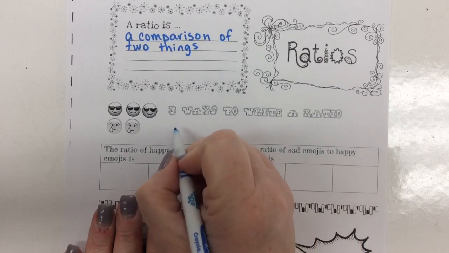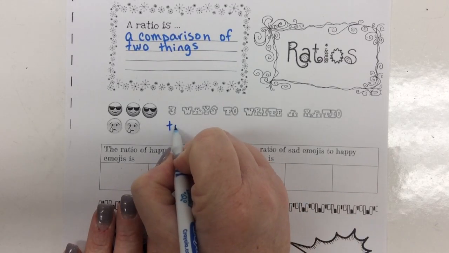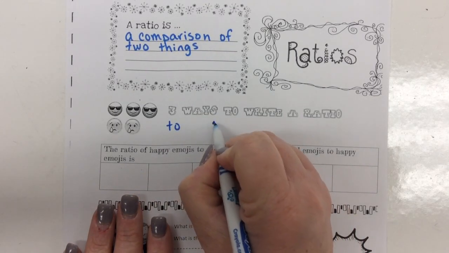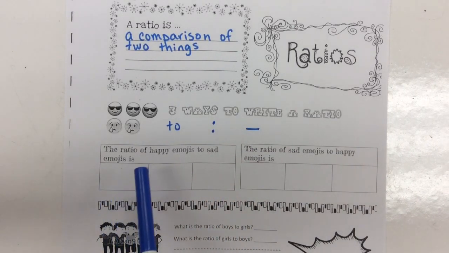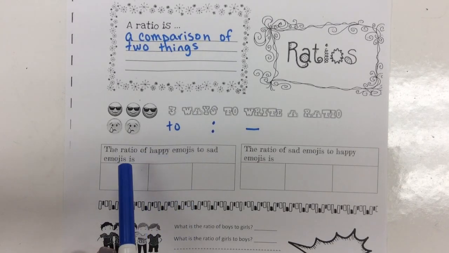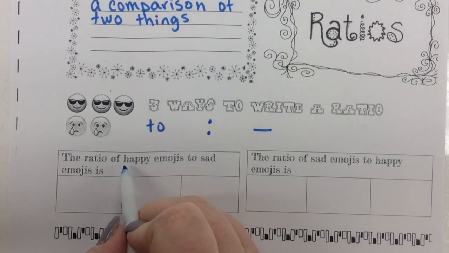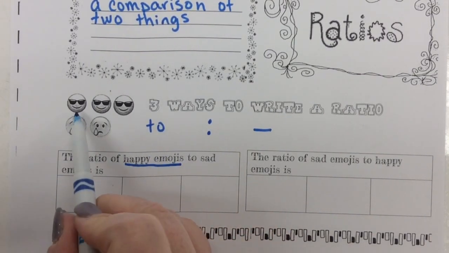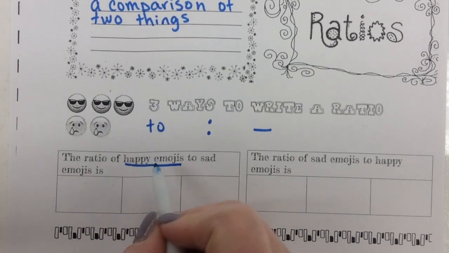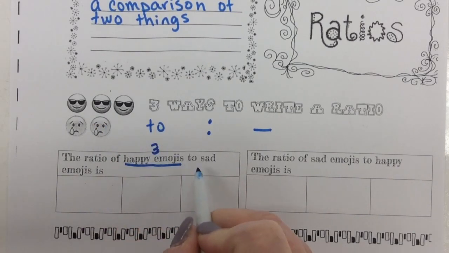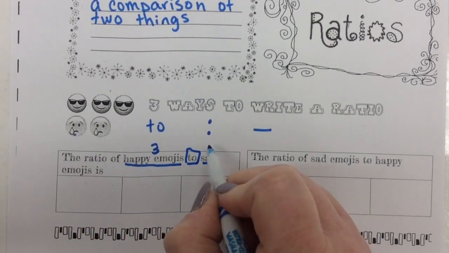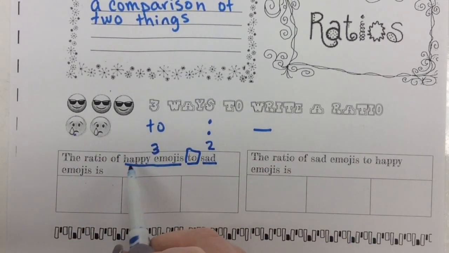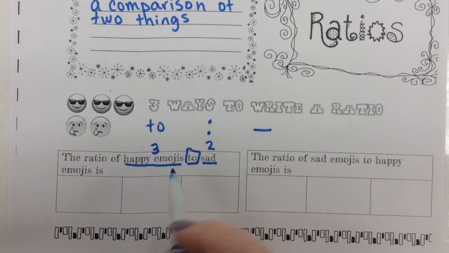Now, there are three ways to write a ratio. One of them is the word "to," one of them is a colon, and one of them is written as a fraction. I'm going to show you the ratio of happy emojis to sad emojis. Now, you have to put them in order. If the word happy goes first, what number represents the happy emojis? That's 3. And then we say "to," and then sad. How many sad emojis? There are 2 of them.